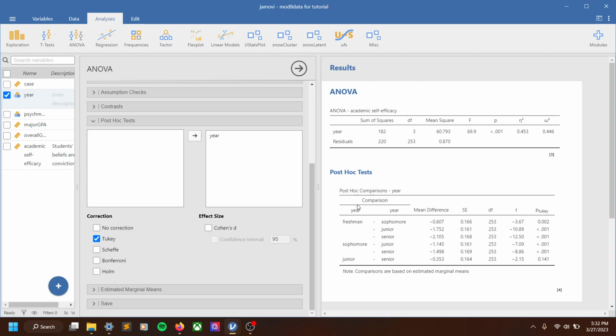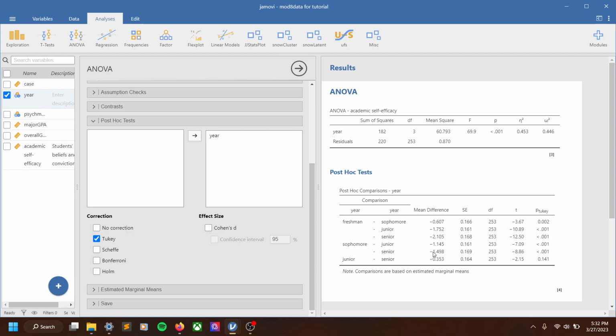And so for this first one, you can see we're taking freshman minus sophomore, and we have a negative mean difference. So that means that sophomore self-efficacy is higher than freshman self-efficacy. Then we have our t statistic and our p-value. And if we look at that, we can see everything significant except for this last one, comparing juniors and seniors. So junior minus senior is minus 0.353. That tells me that seniors do have higher self-efficacy than juniors, but that mean difference was not significant.